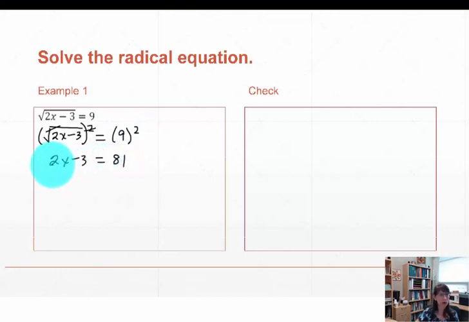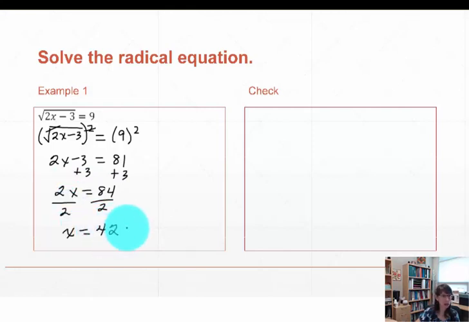Now notice the result. 2x minus 3 equals 81. This is a linear equation in one variable, so we should be able to solve for x using our properties of equality. So I will add 3 to both sides of this equation to get 2x now equals 84. Dividing by 2, that gives us an x value of 42.